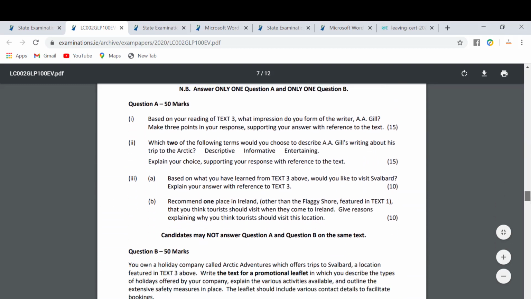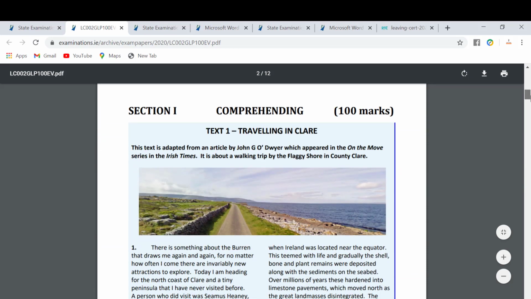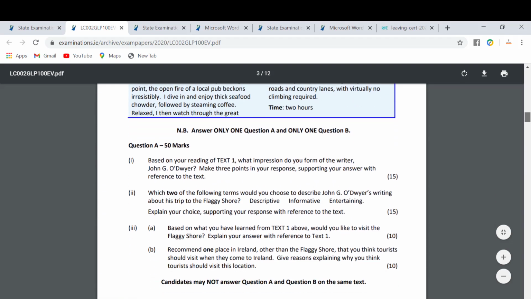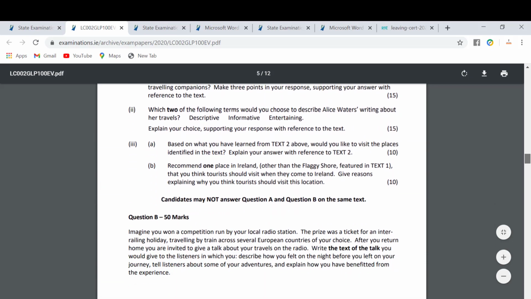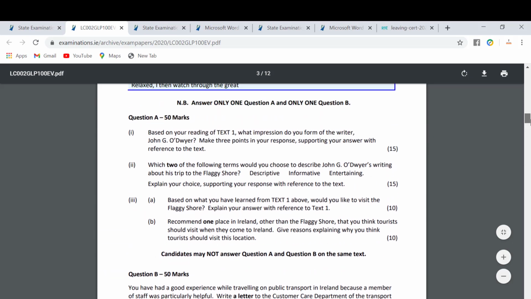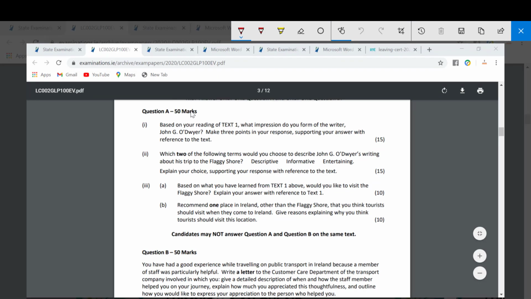All right. Now let's talk about the changes. In previous years, students had to do question A from one text and a question B from a different text. This year, students only have to do either one question A or one question B. You do not have to do A and B, and whichever question you decide to choose, it's worth 40 marks, not 50.